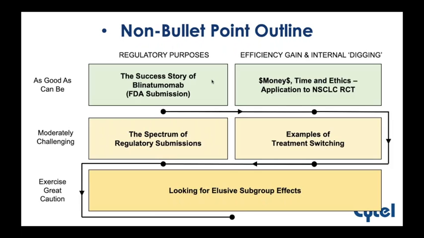So without further ado, I'll go into our non-bullet points outline for this talk. I want to start with a couple of what I'd call success stories, as good as can be stories, because synthetic controls are really never perfect. I think it's kind of an illusion when people talk about how you can just use real world evidence and come up with a control group that's as good as if you didn't randomize.